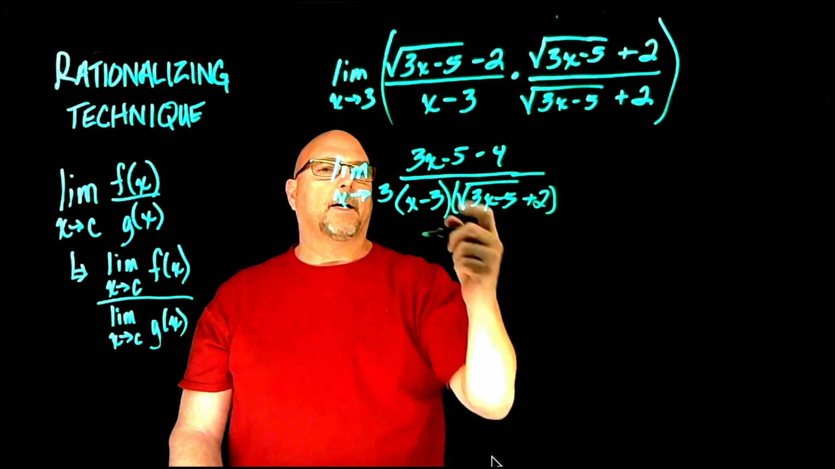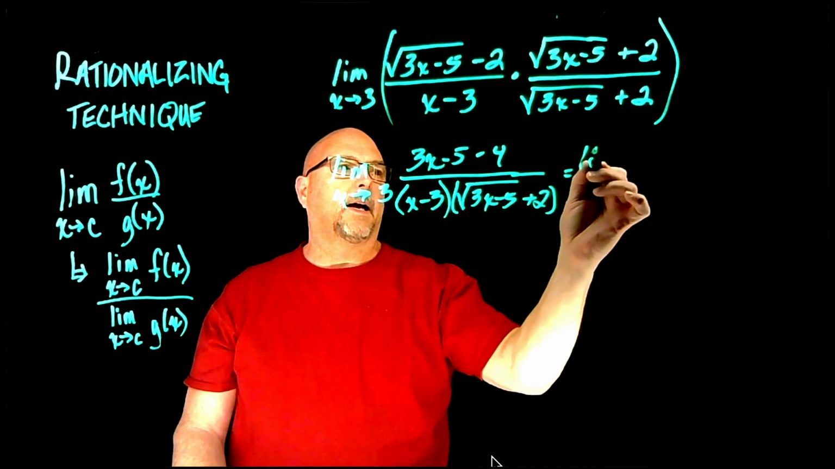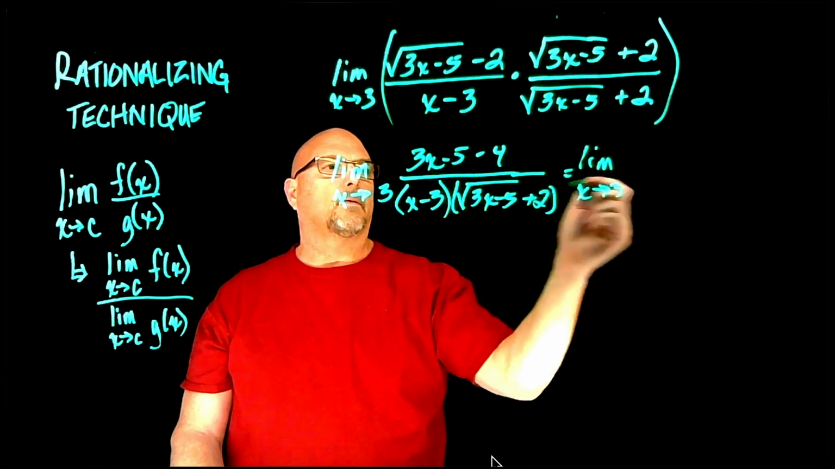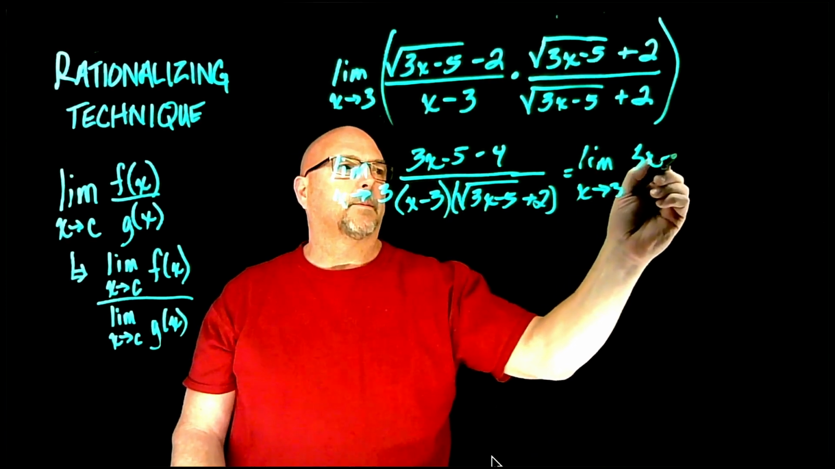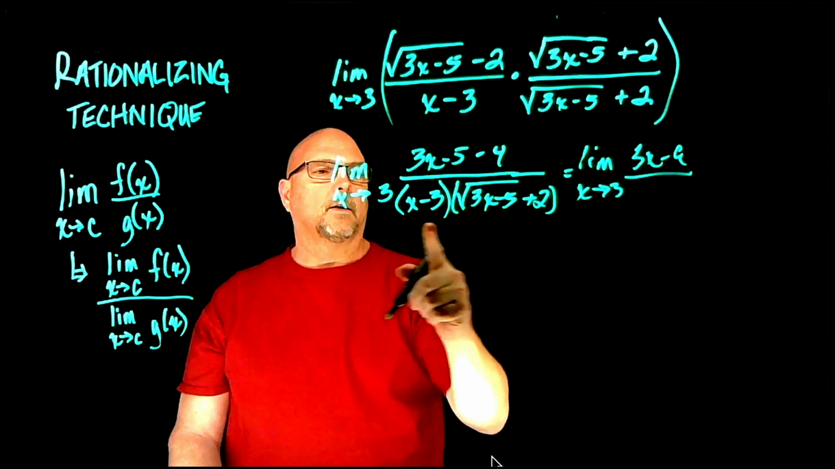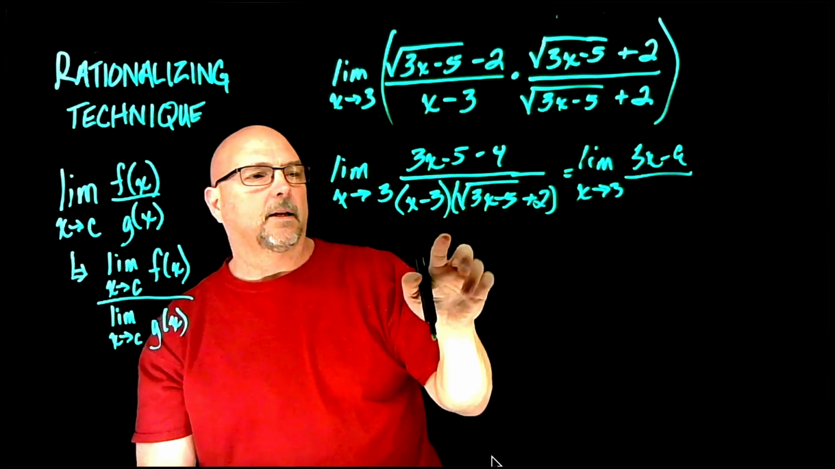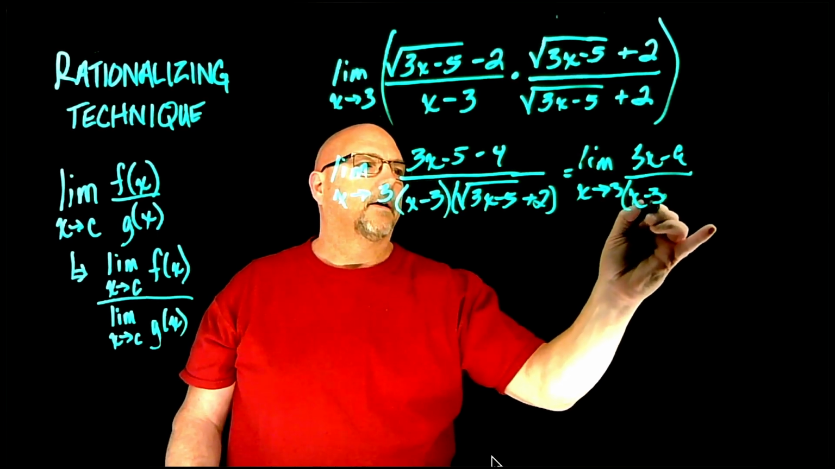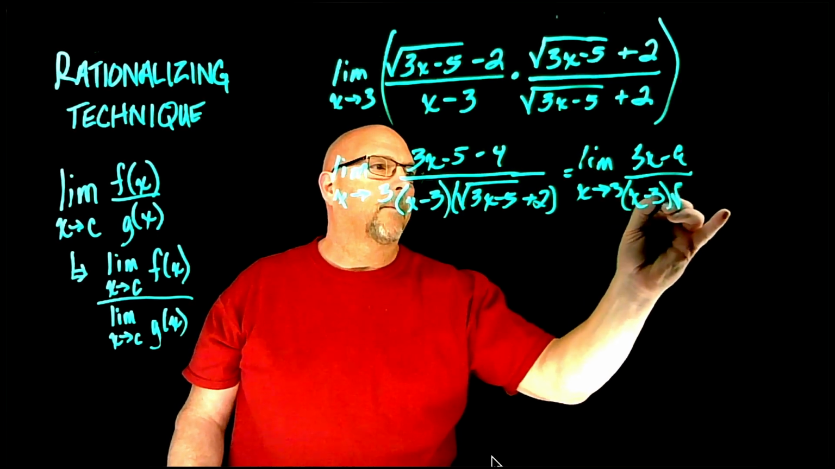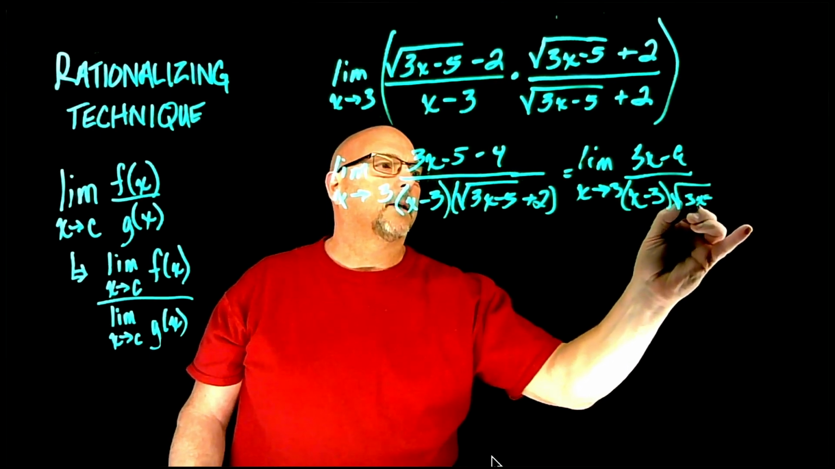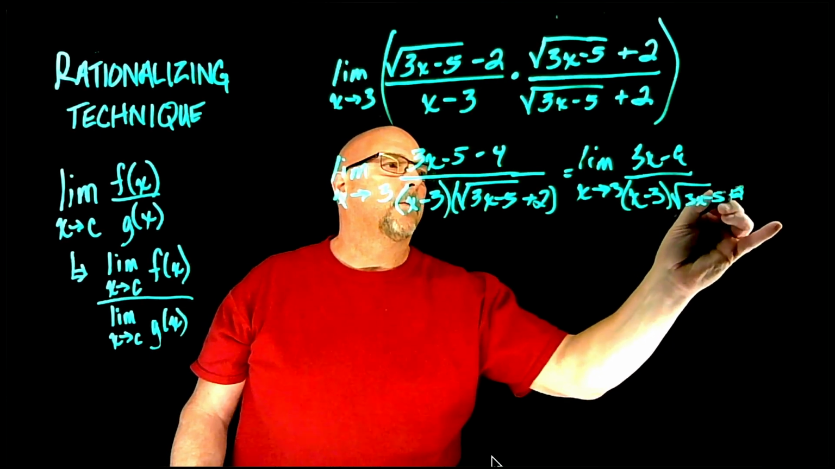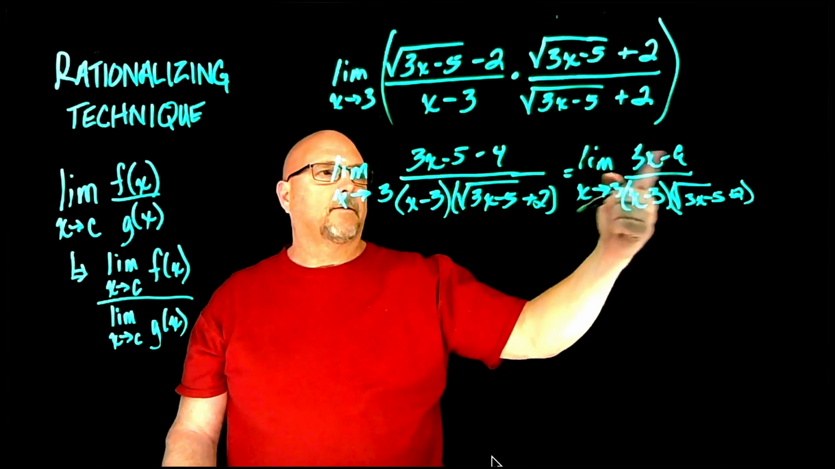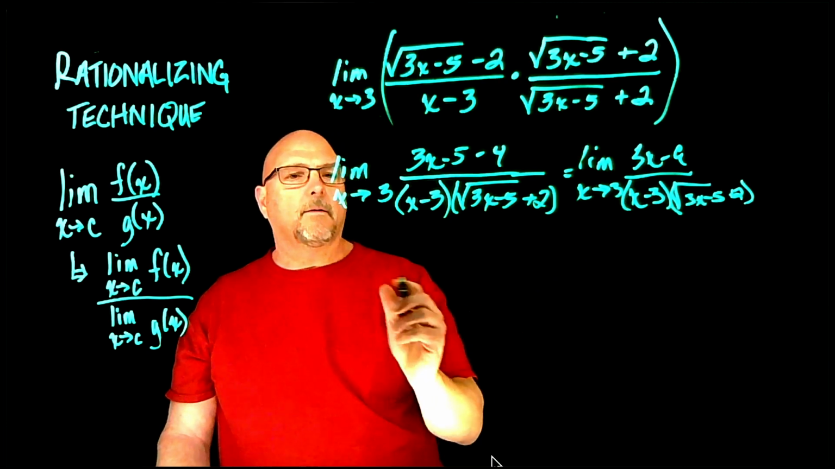Notice in the numerator, some things will simplify. So the limit as x goes to 3, let's see, 3x minus 9, my numerator will simplify to. And that's all over, I'm not going to change anything down here in the denominator yet because some stuff will cancel off, and that's one thing that we like. 3x minus 5 plus 2. Notice the top will actually factor. The 3x minus 9 will factor.